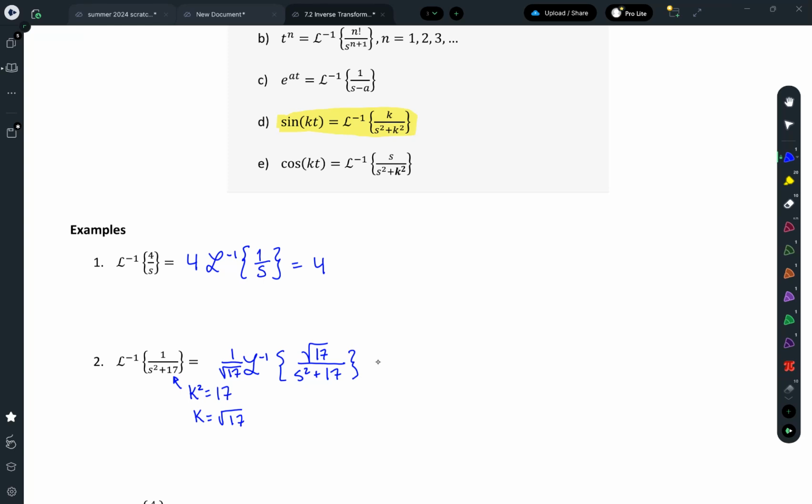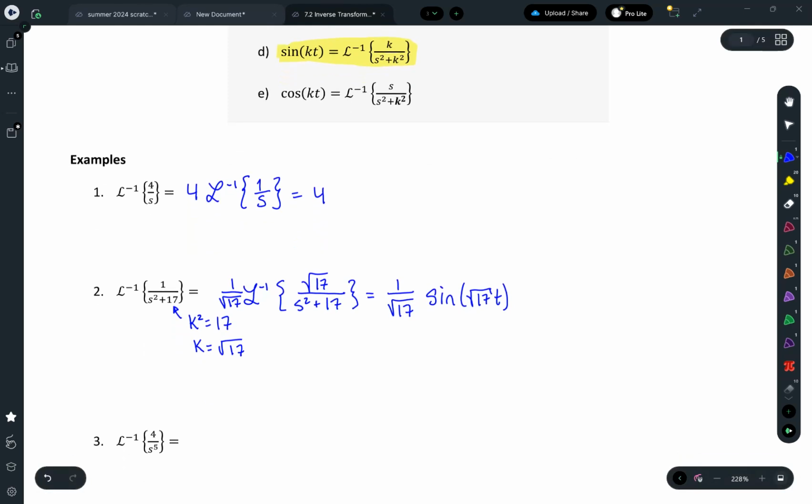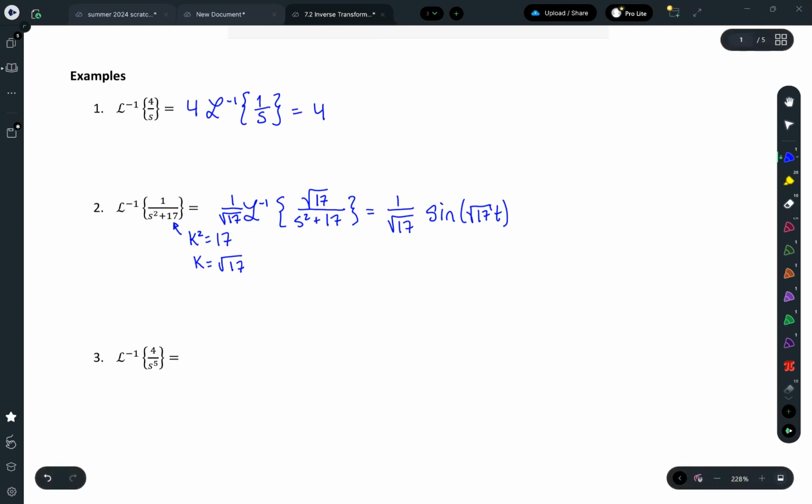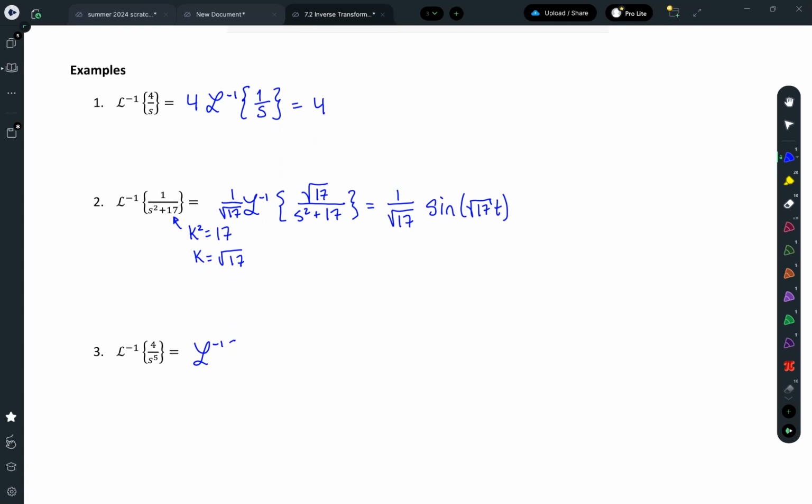So now that it's in the form that I need, I know that k is square root of 17, so this all becomes 1 over the square root of 17 sine of the square root of 17t. And that's it. So that was the minor algebra that can happen. Let's look at this next one. Laplace inverse of 4 over s to the 5th power, okay? I want to rewrite this. This is the Laplace inverse of 4 over s to the 4 plus 1.